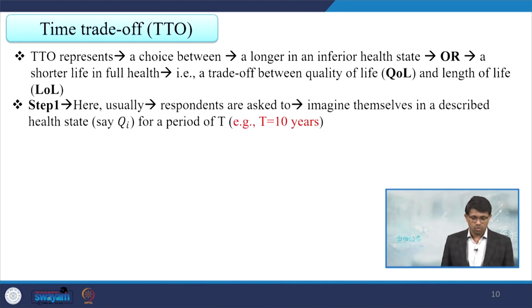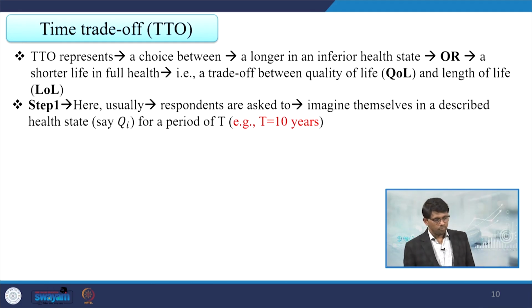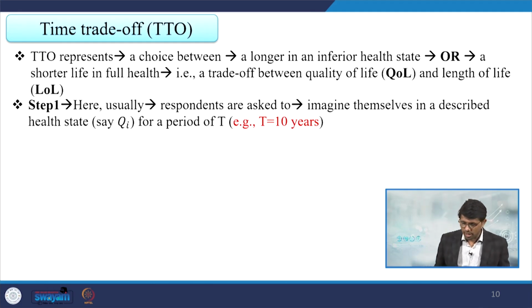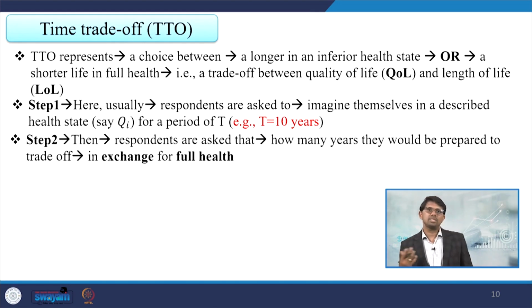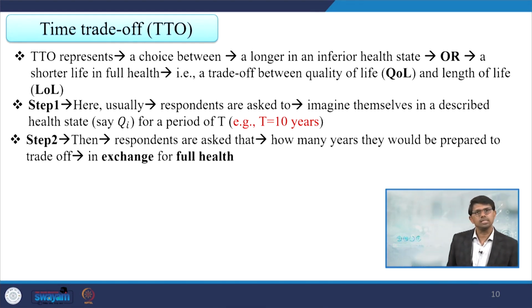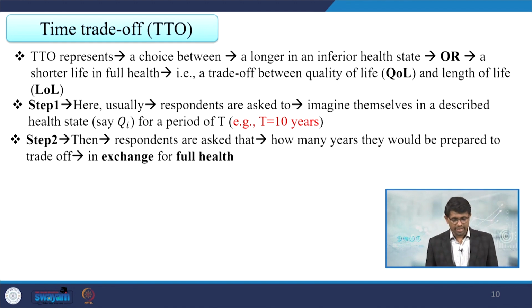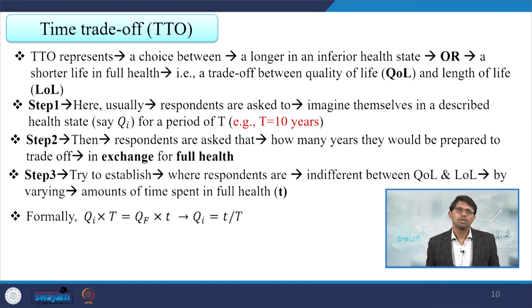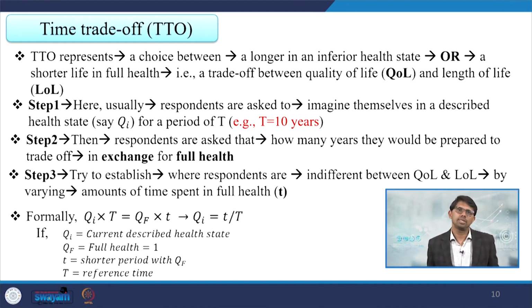Okay. So, in step 1 of the TTO, respondents are usually asked to imagine themselves in a described health state, let it be QI, for a period T, maybe of 10 years. Then the respondents are asked how many years they would be prepared to trade off in exchange for full health. In the third step, we try to establish where respondents are indifferent between the QL and the LOL, that is length of life, QL that is quality of life.